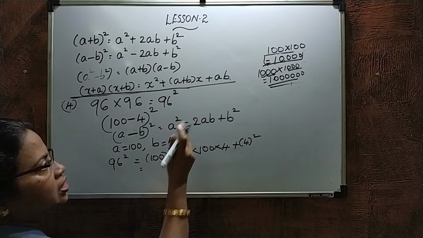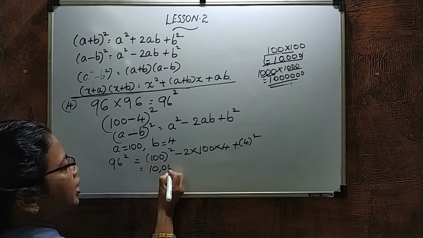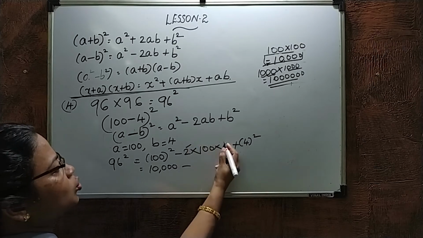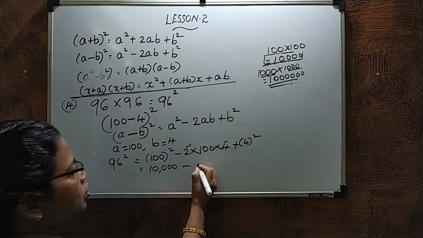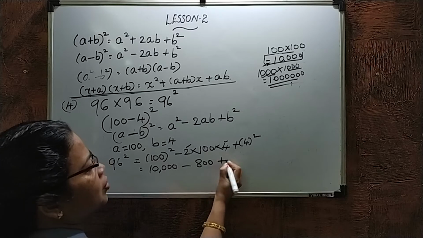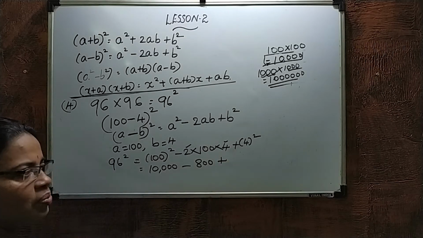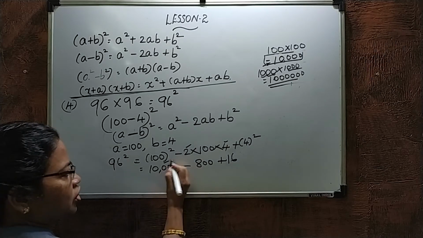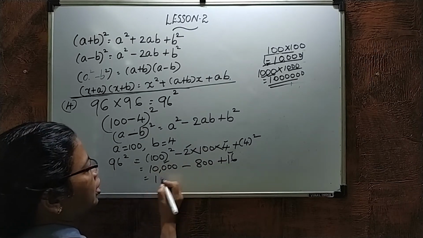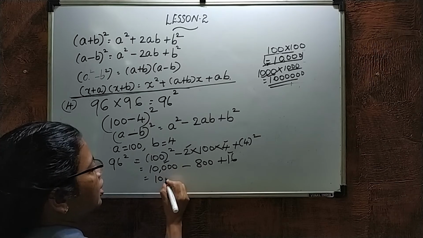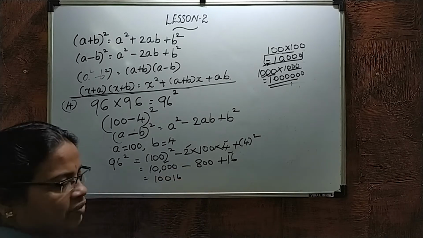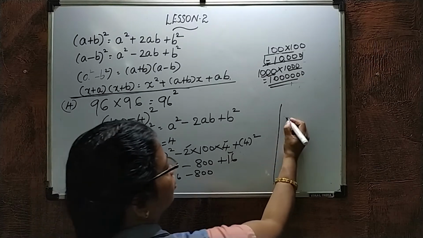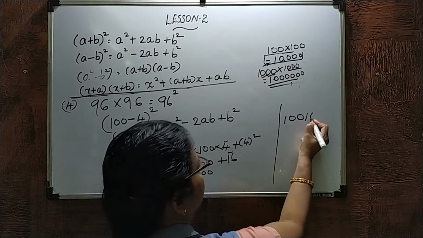100 square is 10,000. Then minus 2 into 100 into 4. First you multiply 2 into 4. What is it? 8. 8 into 100 is 800. Plus 4 into 4, 4 square means 4 into 4, it is 16. Just the addition you can do first. So it will be 10,000 plus 16, 10,016, minus 800. If you have doubt, do it in the working column.